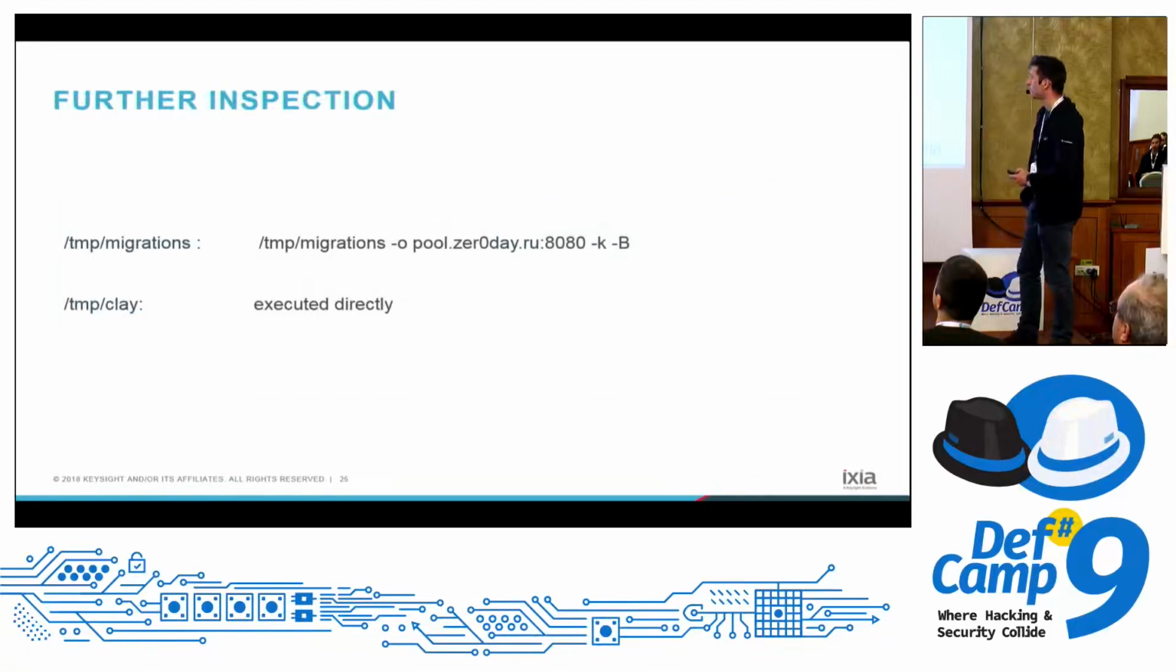Okay, so we know this. We know that TMP migrations is probably the coin miner. He is using a mining pool and specifies it, and the other file gets executed directly. So we have to see what's within it.